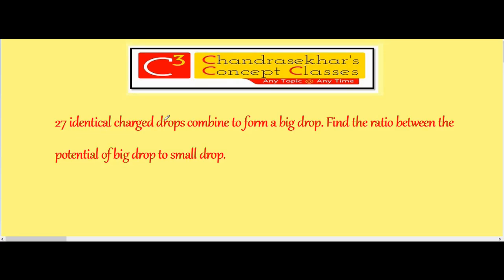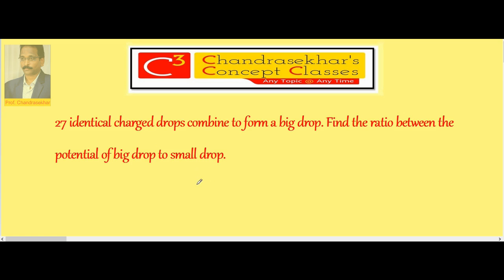27 identical charged drops combine to form a big drop. Find the ratio between the potential of the big drop to one small drop. So here charged drops are combining to form the big drop. What is the ratio of the potentials on the big drop to that of the small drop?